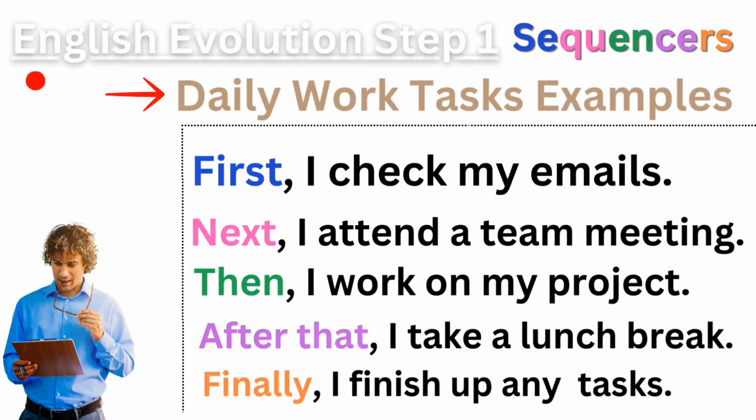Daily work tasks examples. First, I check my emails. Next, I attend a team meeting. Then, I work on my project. After that, I take a lunch break. Finally, I finish up any tasks.